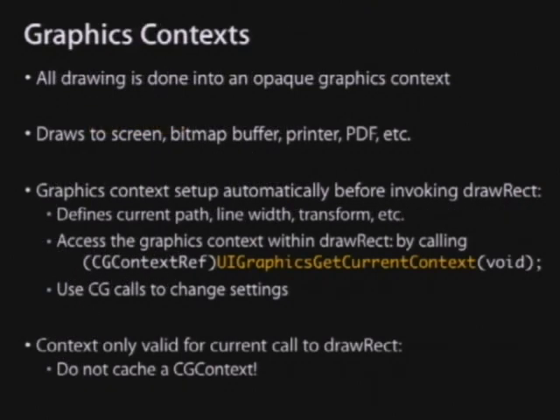So all of this happens within a graphics context. When you override drawRect, you're actually drawing in something called a graphics context. It all gets set up for you before you get called. So in general, you don't need to create your own graphics context. There's an exception, which we'll talk about in a sec. But when you're drawing, you can get your current graphics context using UIGraphicsGetCurrentContext.